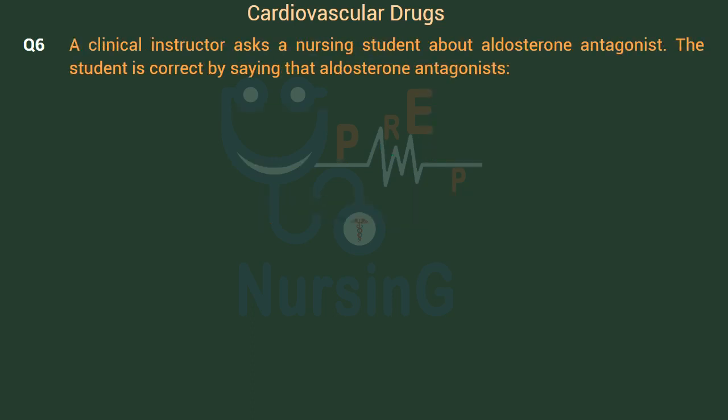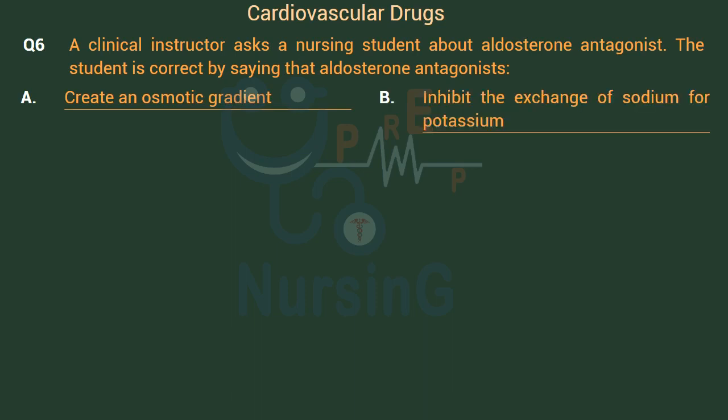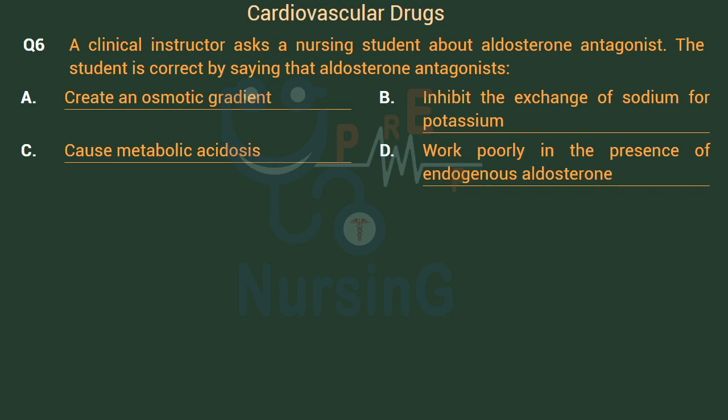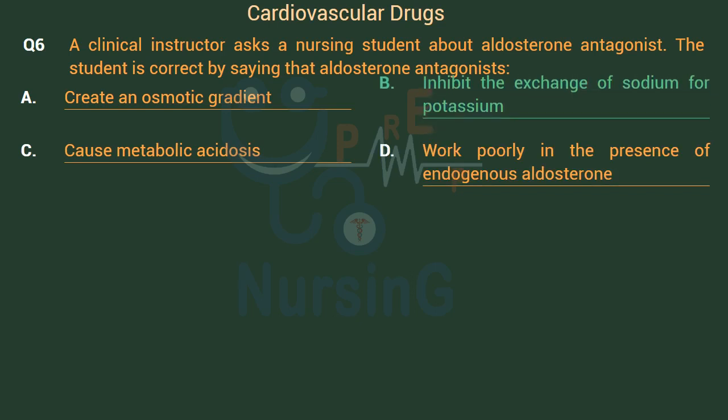A clinical instructor asks a nursing student about aldosterone antagonists. The student is correct by saying that aldosterone antagonists: Option A. Create an osmotic gradient. Option B. Inhibit the exchange of sodium for potassium. Option C. Cause metabolic acidosis. Option D. Work poorly in the presence of endogenous aldosterone. Right answer is Option B.